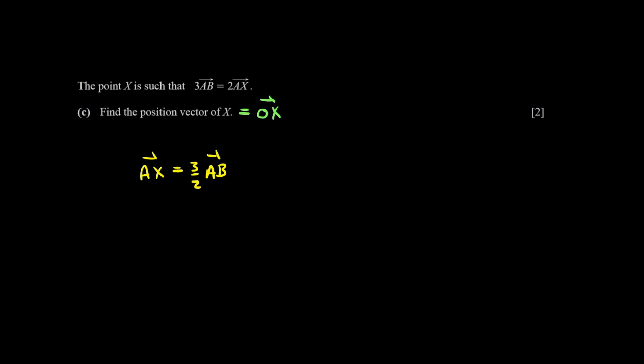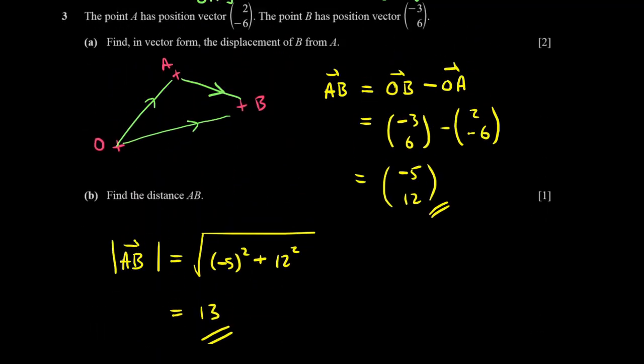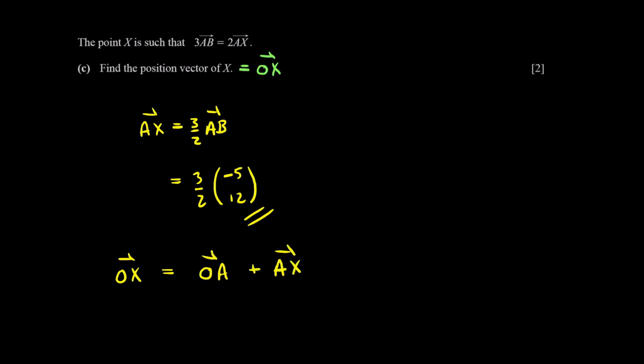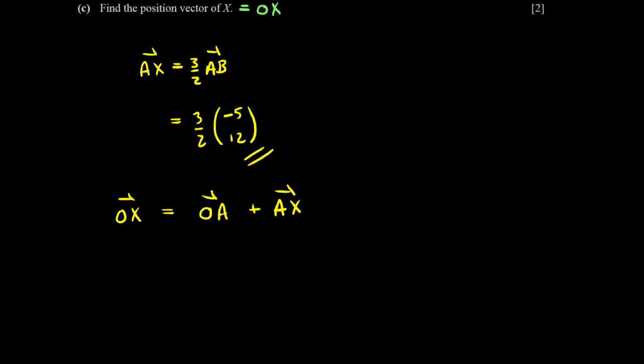And we've already calculated what AB is in the first part of the question. AB is the vector negative 5, 12. So 3 upon 2 times negative 5, 12. How can we use that to find the vector OX? Well, OX would be the same as the vector that takes us from O to A, and then the vector that takes us from A to X. I want to go O to X, it's the same as going O to A and then A to X.